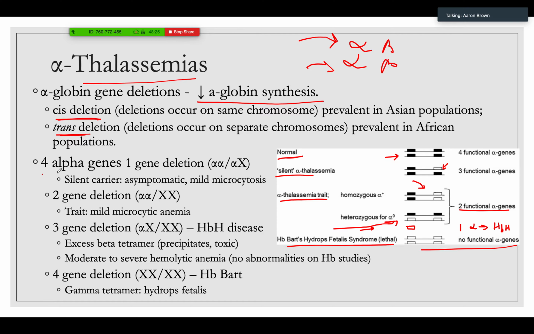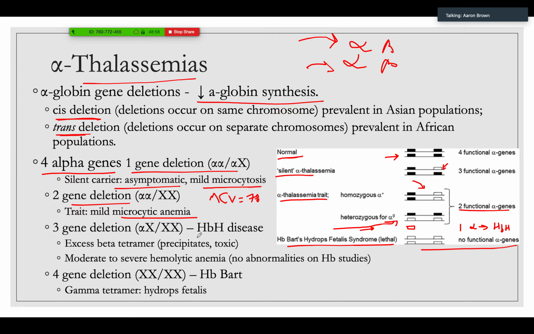So, 4 alpha genes, if you delete one of them, it's going to be totally asymptomatic. Maybe a little bit of microcytosis. If you look at the MCV, it's something like 78, 79, really close to that cutoff of 80. So it's a little bit microcytic, but nothing that's going to cause this patient any kind of problems that will bring them into the hospital. If you delete 2 genes, this is going to cause some anemia. We will see a drop in the hemoglobin because of this.